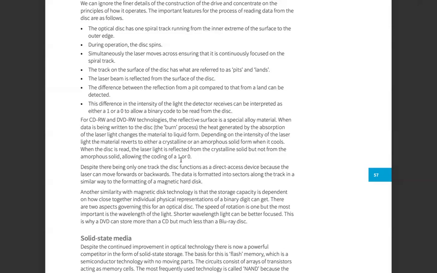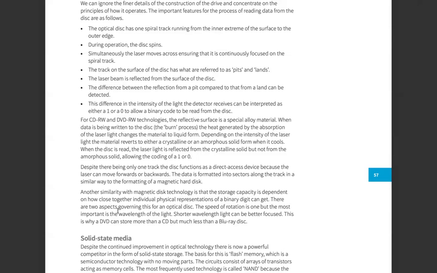Despite there being only one track, the disk functions as a direct access device because the laser can move forwards or backwards as well. The data is formatted into sectors along the track in a similar way to the formatting of the magnetic hard disk. Another similarity with magnetic disk terminology is that the storage capacity depends on how close together individual physical representations of a binary digit can get.